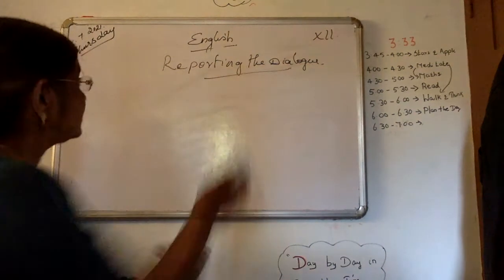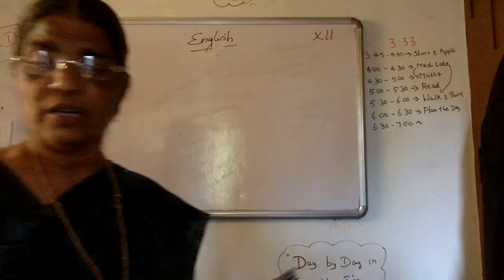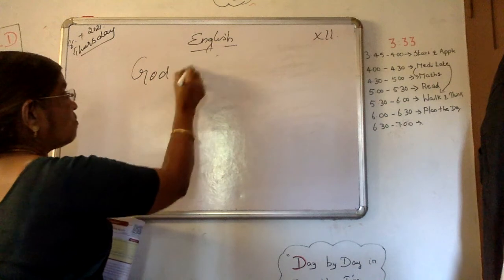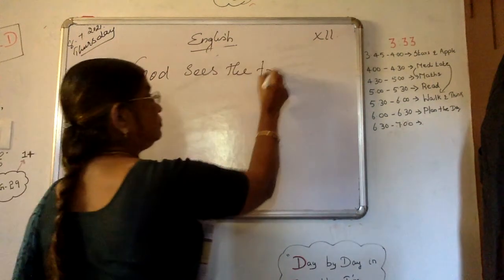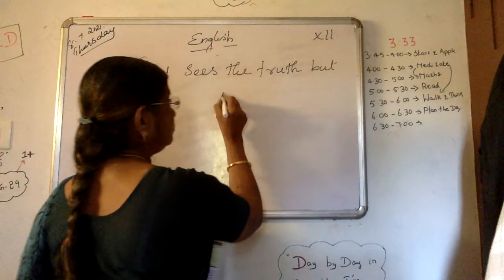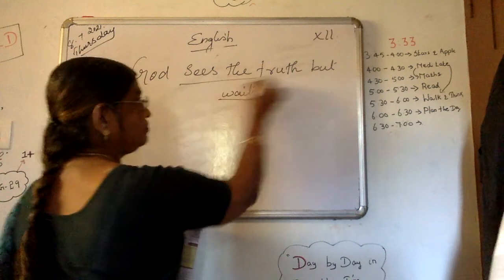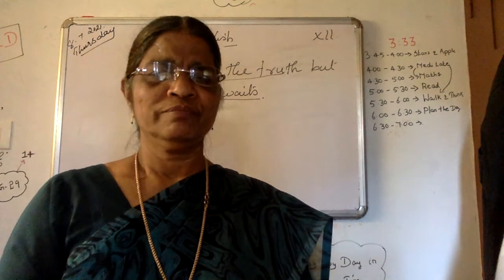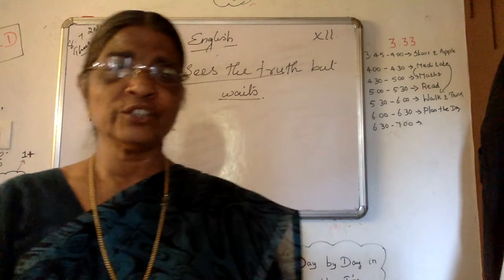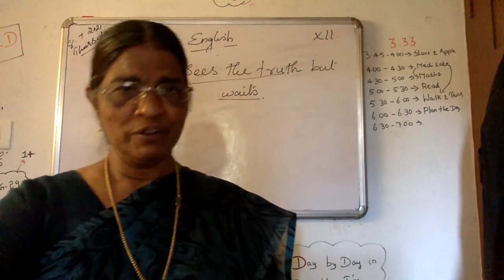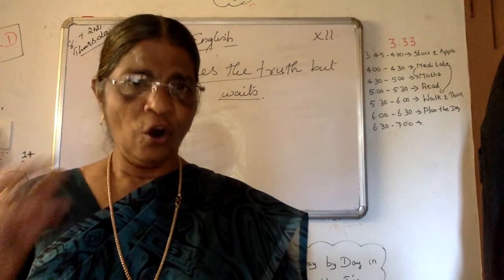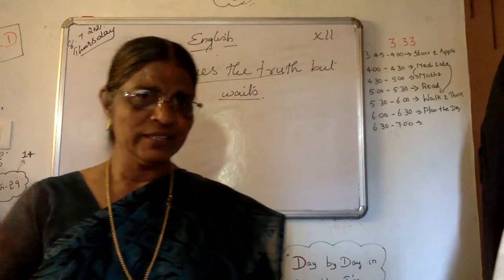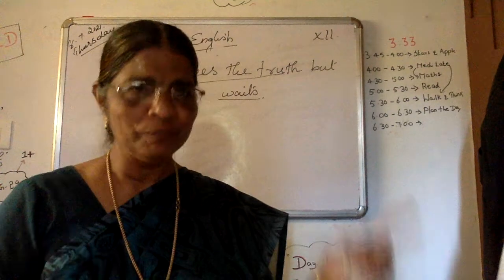What is that non-detailed lesson which is given there? God sees the truth but waits. Very often we used to quote this when something happens to us, when our mind is disturbed because of the things done by our friends or relations or somebody's neighbors. Anyway, God is there. He sees the truth. But you wait and see what is the reaction of it. You will be knowing the truth one day, because God sees the truth.